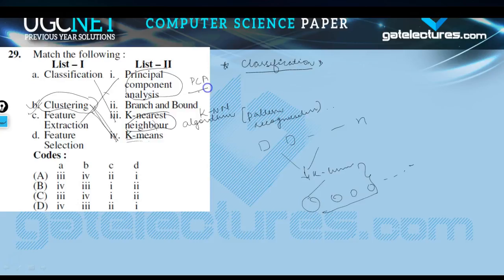It's a PCA, and this one is used for the face recognition technique. Okay, the next one is feature selection. For feature selection we use branch and bound algorithms, which are used to find the optimal features subset without dealing with all possible sets.